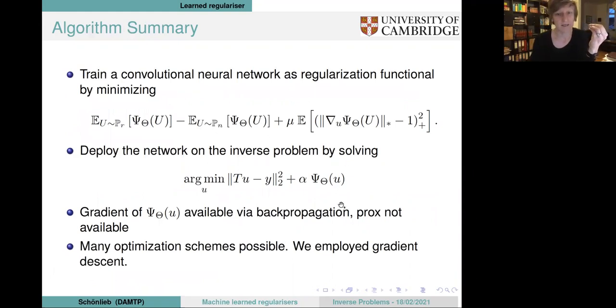And once I've trained it, I plug it back into my inverse problem, into my variational problem, and I solve it. I could do gradient descent or whatever I can do.